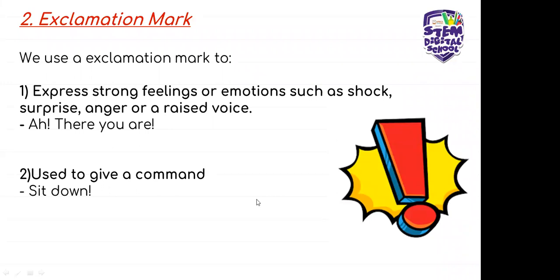Ma'am, so an exclamation mark also tells people to do this, and when you are screaming and shouting. Yes, that is exactly what that is. It gives us strong feelings or emotion or surprise or a raised voice. Okay, so that is what an exclamation mark does.